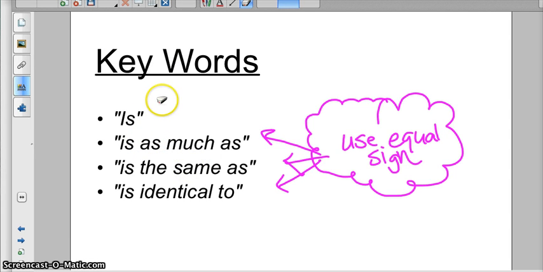So pause the video and go ahead and write those down. Anytime you see these words, you will use an equal sign. There will be other words that you can be looking for, but these are very common ones.